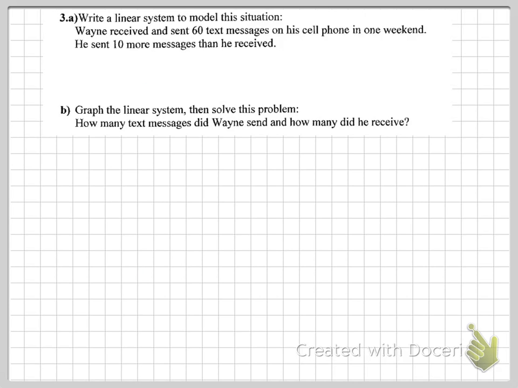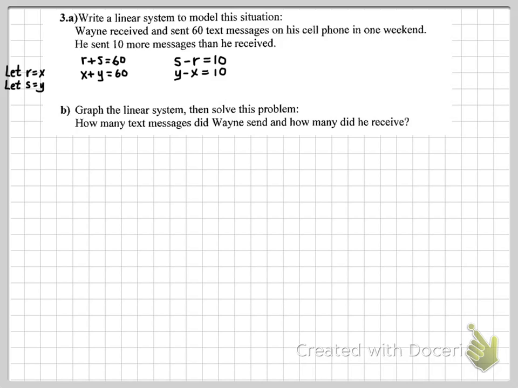Last question. I have a linear system for this. Wayne received and sent 60 text messages on his cell phone in one weekend. That would be R plus S equals 60. He sent 10 more messages than he received. So sent minus received equals 10. So if we let R be X and S be Y, we could say X plus Y equals 60 and Y minus X equals 10.